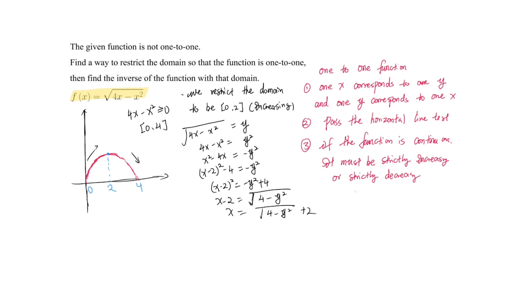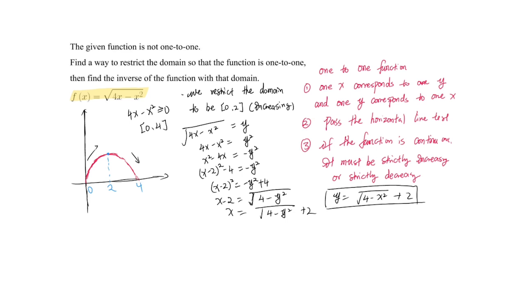Last step is to find the inverse of the function with this domain. Very simple. We just switch x and y, and we should get y is equal to the square root of 4 minus x squared, plus 2. This is the inverse of the function with this domain. Here x is in the domain of 0 to 2 and is strictly increasing in this interval.